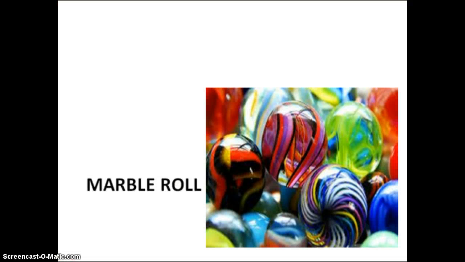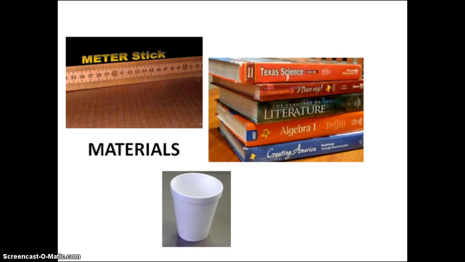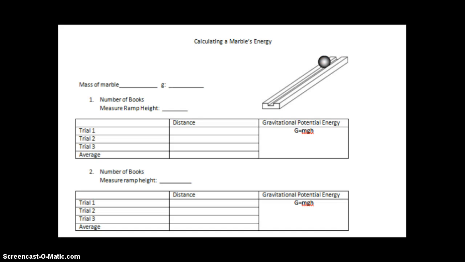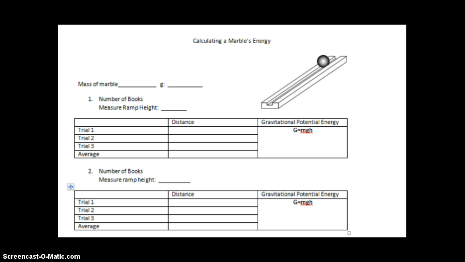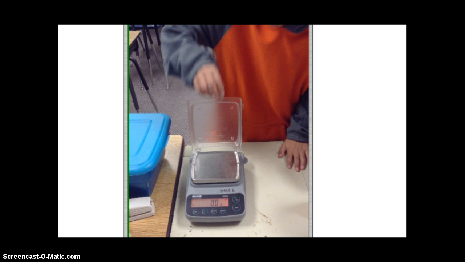They did a marble roll, which consisted of them using a meter stick, some textbooks, and a cup and a marble. The students were asked to record the mass of the marble, the number of books used, and the height of the ramp. The students were to find the distance for 3 trials and find the average. Here's some video clip of what happened.